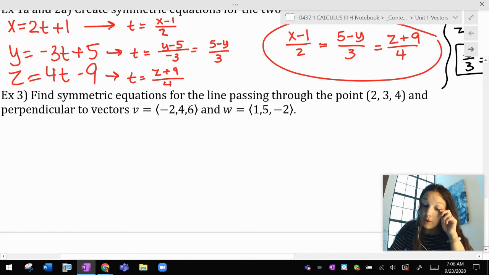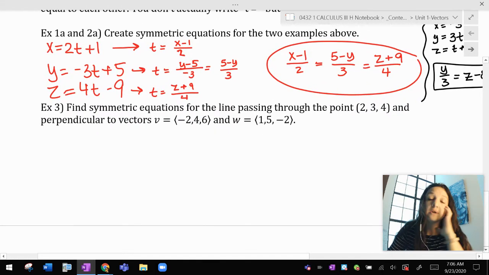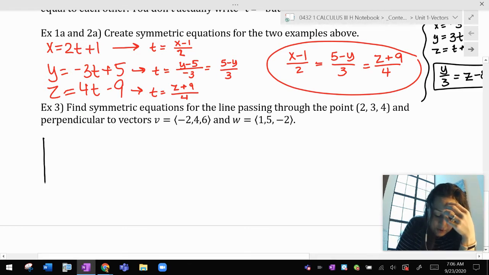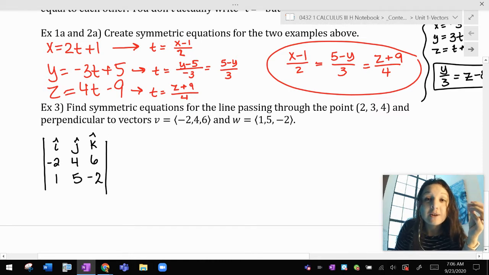Find symmetric equations for the line passing through 2, 3, 4 and perpendicular to vectors v and w. Well, if I want the line to be perpendicular to two other vectors, something that's perpendicular to two other things is the cross product. So this time, if I want to find the direction vector for the line, I have to do a cross product, and so I shall. I hope you're not just watching me and you're doing this on your own.